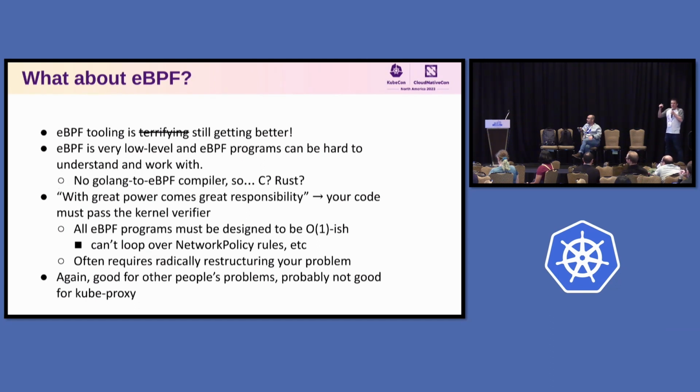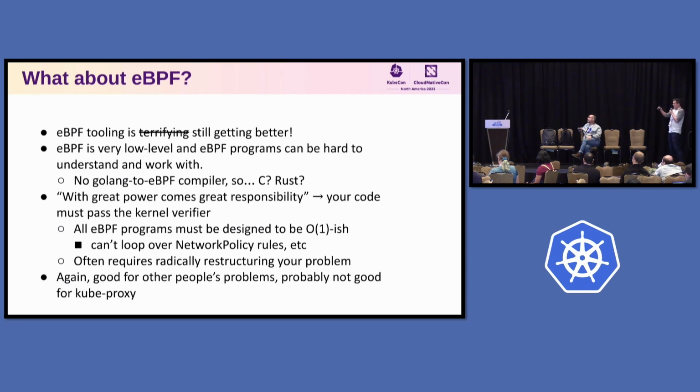With eBPF itself, you need to understand the kernel data structures for working with network packets. It gets really confusing. And then you have to get past the kernel verifier. With great power comes great responsibility. Since eBPF gets run by the kernel and can do all this stuff, the kernel has to be really, really careful about what it allows to get in. And so it makes sure, for instance, that your eBPF program will terminate, which means you aren't allowed to have unbounded loops, which makes it really hard to do a lot of things.